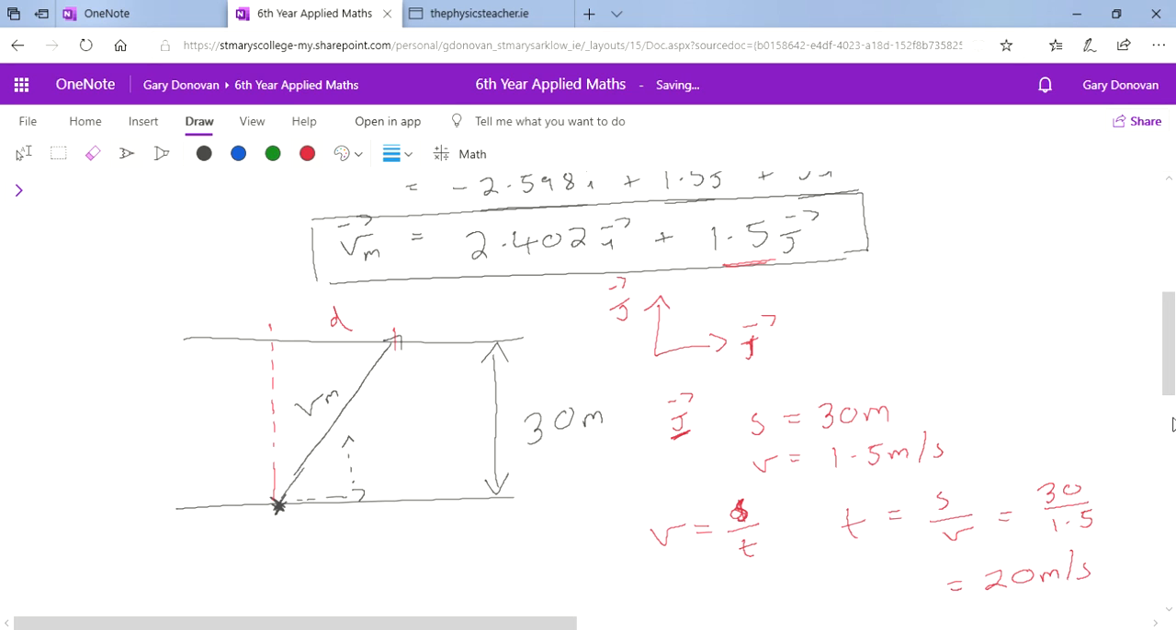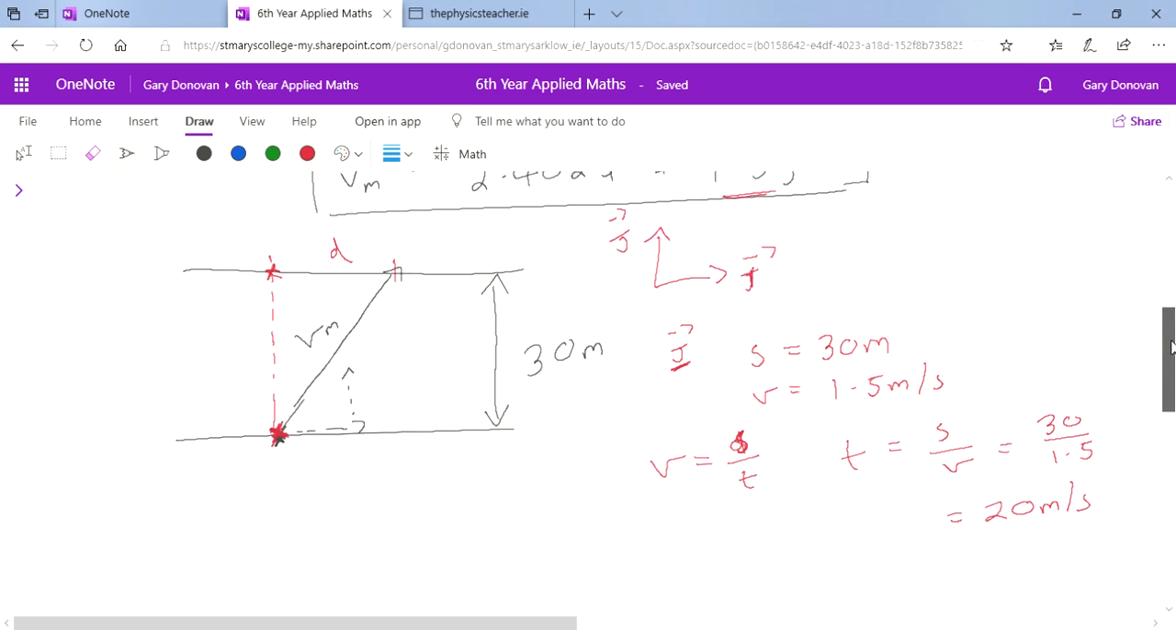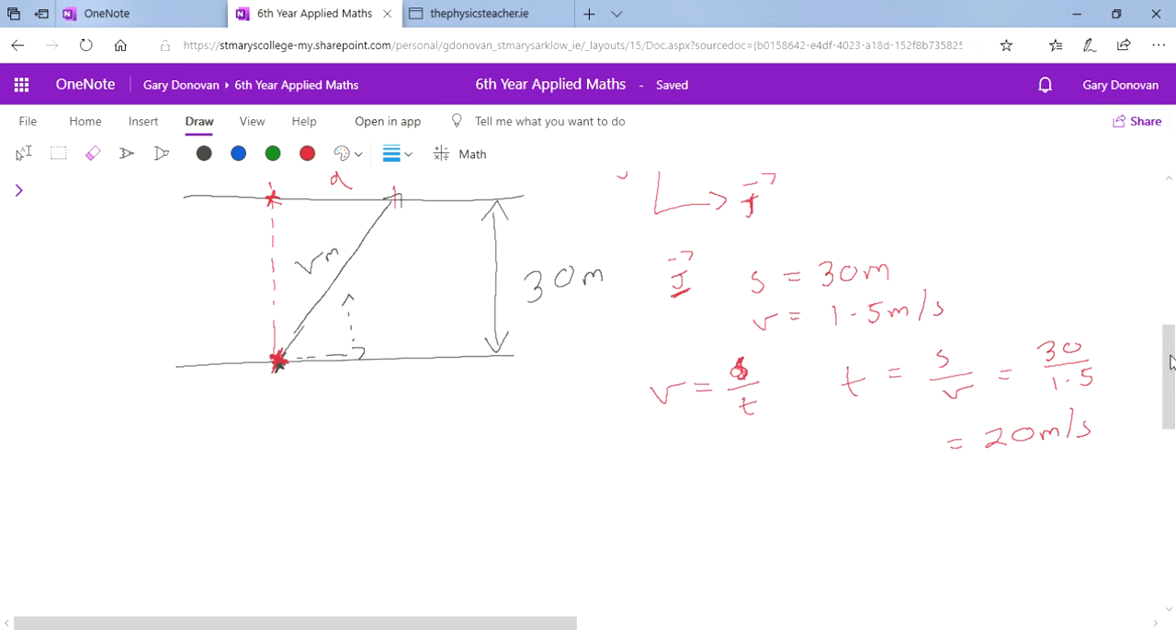So what we figured out there is it takes 20 seconds for the man to go from this side of the river to this side of the river. So now we can use that 20 seconds because that's the same as the time it takes for the man to get from this part of the river downstream to d. So if we look at the i direction then, we know the time is 20 seconds. That's how long it takes him to move down the river.